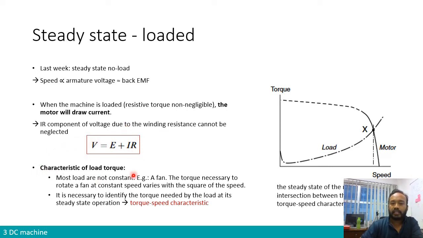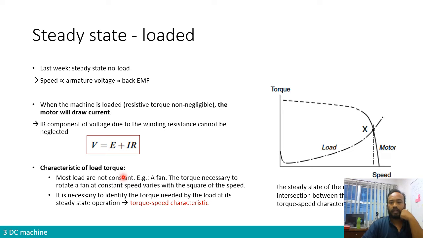Let's have a look at the characteristic of the load torque. What do we mean by load? When I say load, it means that your shaft is connected to something that is resisting the movement of your motor shaft. For example, if you connect the shaft of your motor to a fan blade, the fan blade that needs to rotate and move the air has a certain resistance. Therefore, it produces a certain resistive torque on your shaft. That's what we call load, or load torque.